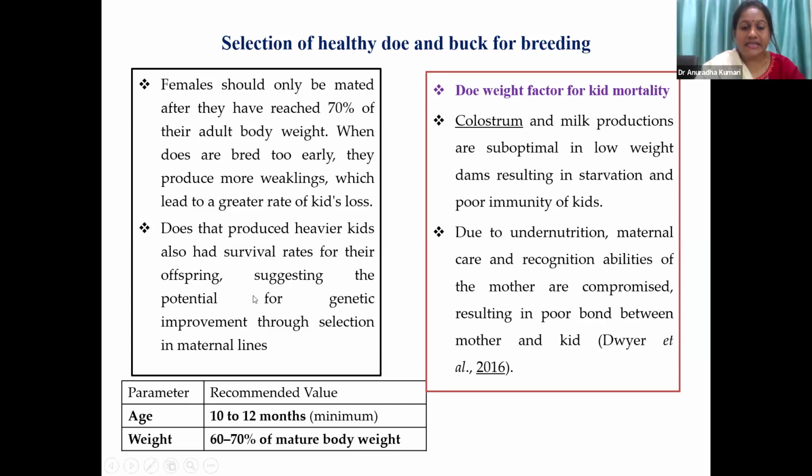That suggests there is potential for genetic improvement through selection in the maternal line. Mother's body development or weight is also important, as it is related to the quantity and quality of milk and colostrum production. Along with that, undernutrition of the mother leads to poor maternal recognition and poor bond formation between mother and kid. That is an important factor for kid survivability that we will discuss in the coming slides.